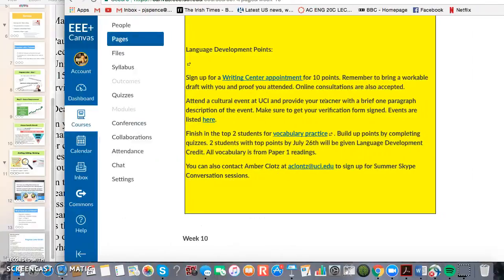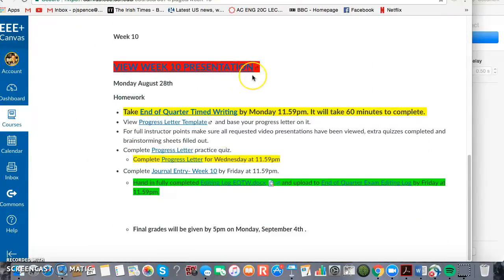Okay, let's have a look at week 10 and see what's in store for you. This is the big thing. Okay, that's going to be 10% of your entire grade. End of quarter writing, do it by Monday at 11:59. This is the progress letter template which you can use to base your progress letter on. There's also a progress letter practice quiz to be used in conjunction with knowing language, and the progress letter itself is due in on Wednesday at 11:59.